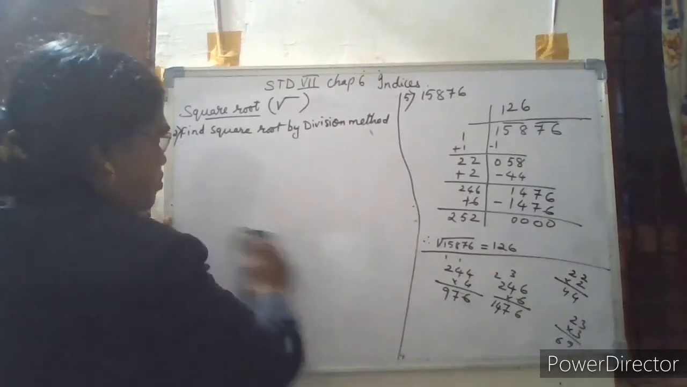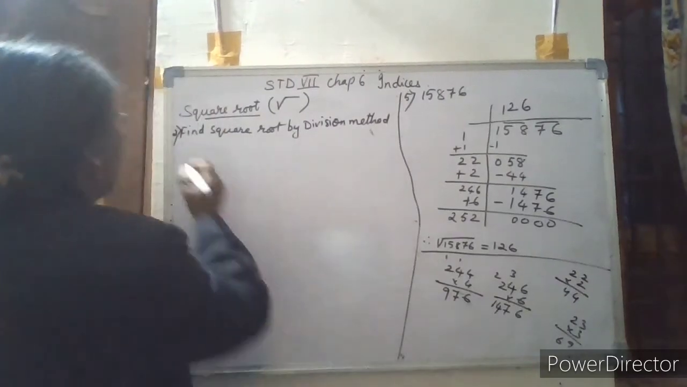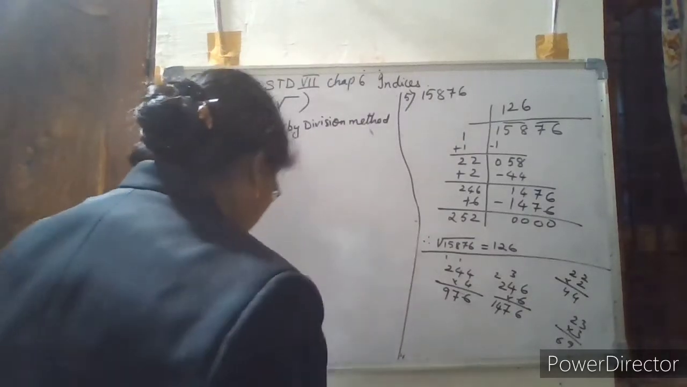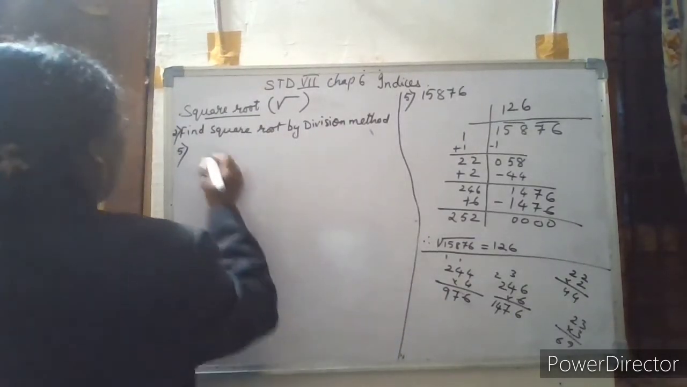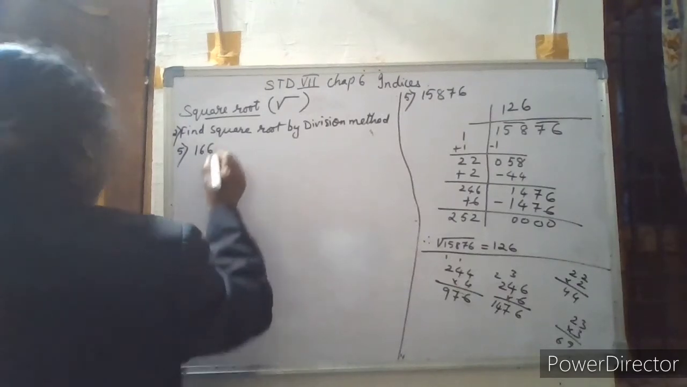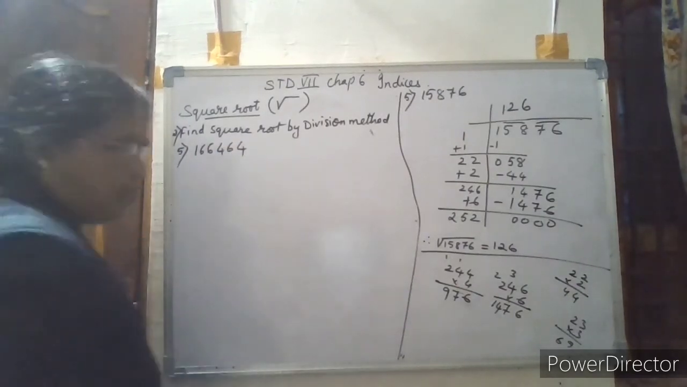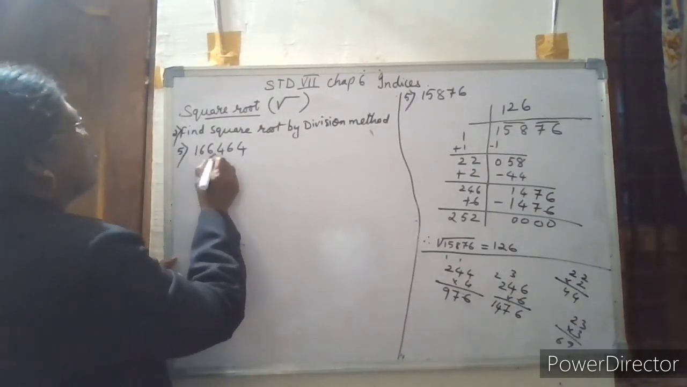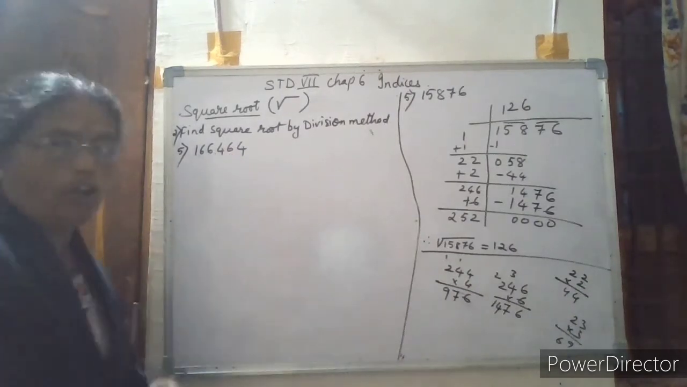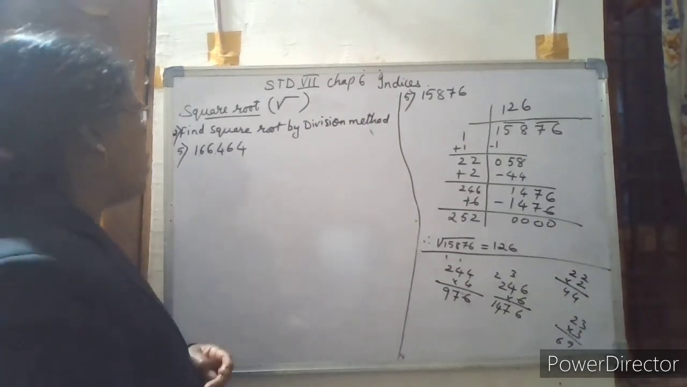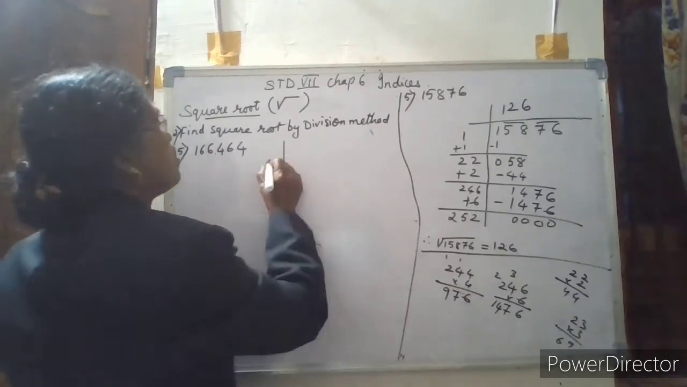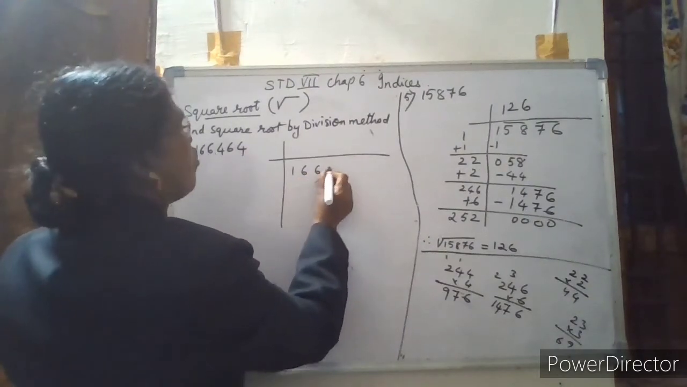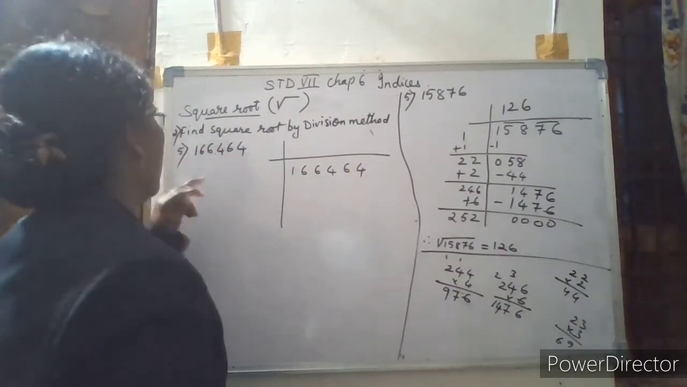Fifth example is the last example. So it is now 1,66,464. You have to find out the square root of this such big number. So the same method, by division method we can do. Write down this 166,464. So make pairs of numbers, 1 2, 1 2.